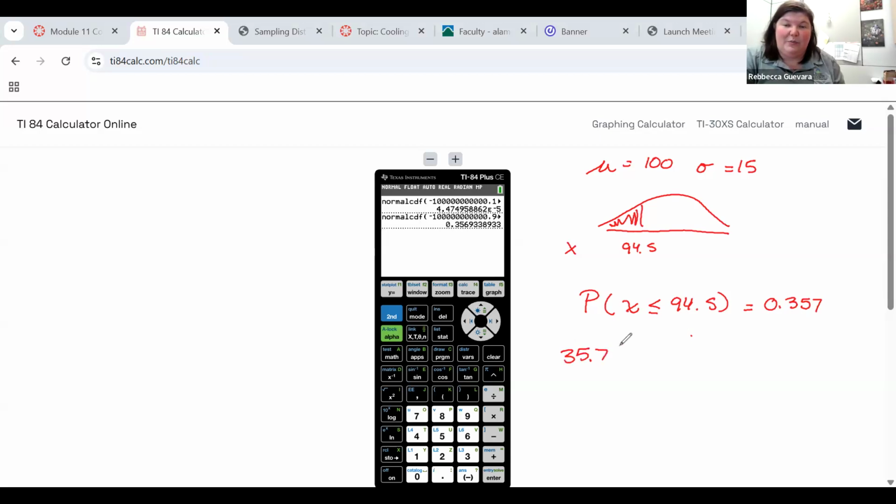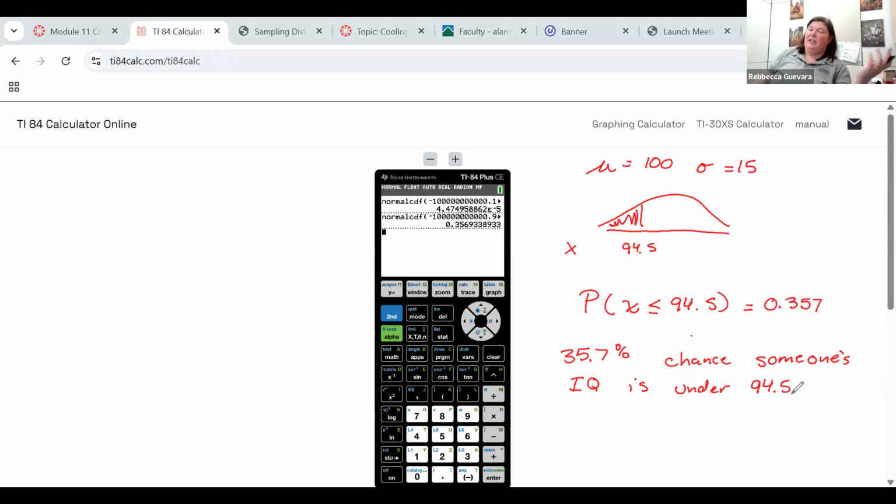So we have a 35.7% chance that just anybody's IQ is under 94.5. So totally likely. We expect, like I said, this is about a third of the population. I expect about a third of my population to have an IQ of 94.5 or less. It's not weird at all. It's something we perfectly expect because 94.5 is still within that range that is considered a normal IQ. This is a perfectly normal person.